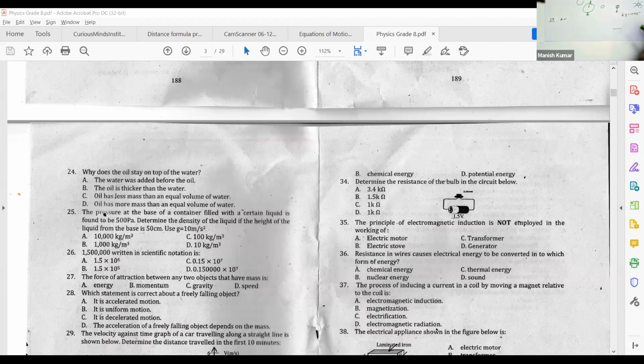The acceleration of a freely falling object depends on its mass. Do you know this? If I throw a pen, which is, let's say, 10 grams, and I throw this phone, I don't want to throw this phone, but let's say if I throw this phone, and this is heavier, so which one will fall before? Can you tell me? Which one will hit the ground faster?